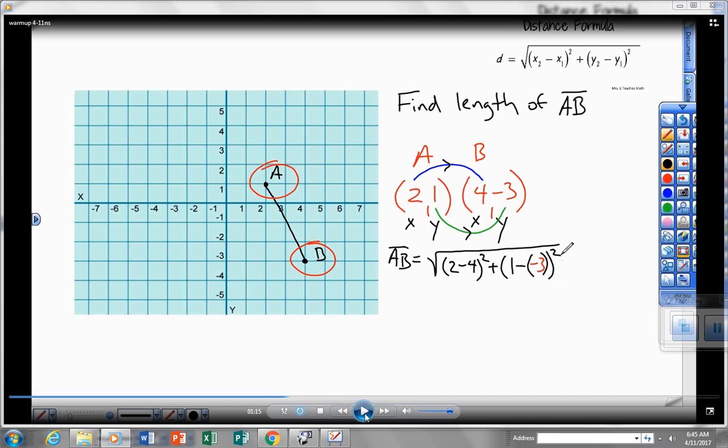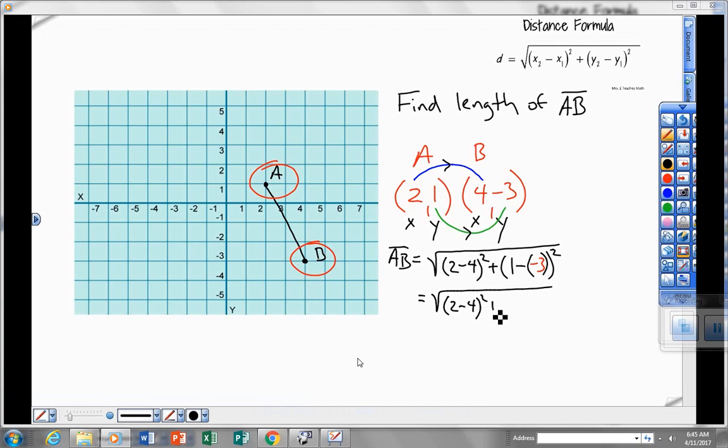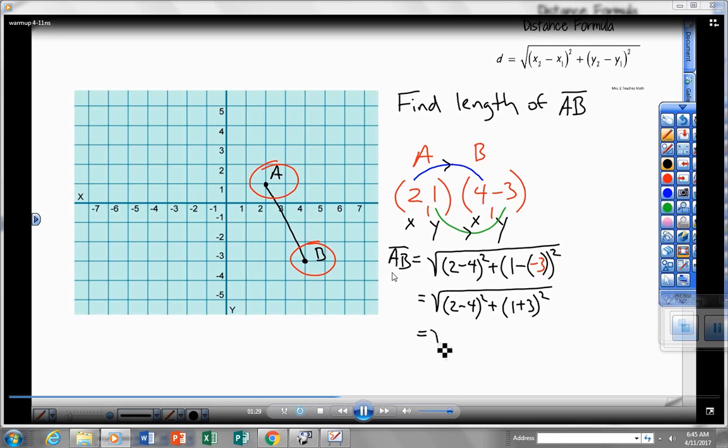So when I finish this out, that gives me the square root of 2 minus 4 still. I'm not going to simplify that yet. Plus 1 plus 3. Really important. That's not subtracting 3 squared. 2 minus 4 gives me negative 2 squared. Put parentheses around it to show you that you're multiplying two negative 2's. Plus 4 squared. Since 4 is positive, don't feel the need to put the parentheses around it.